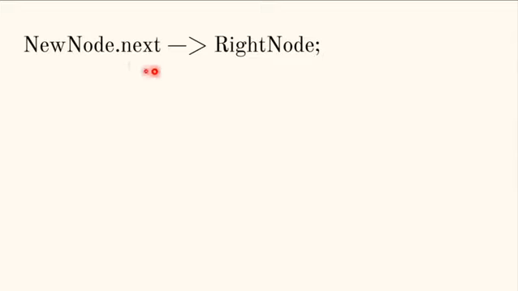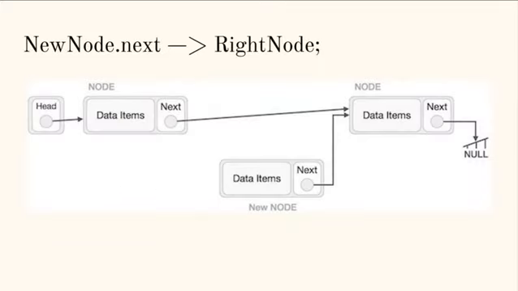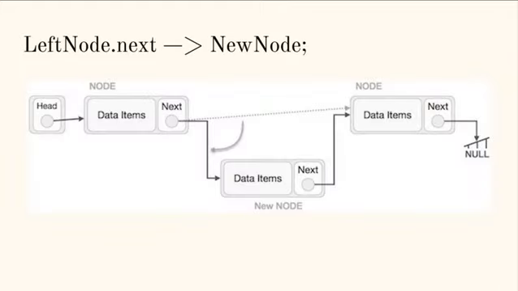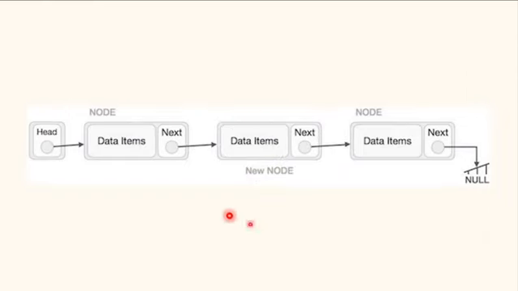The new node's next should point to the right node, so it will look something like this. Now, the next node at the left should point to the new node. This will put the new node in the middle of the two. Similar steps should be taken if the node is being inserted at the beginning of the list. While inserting it at the end, the second last node of the list should point to the new node and the new node will point to null.